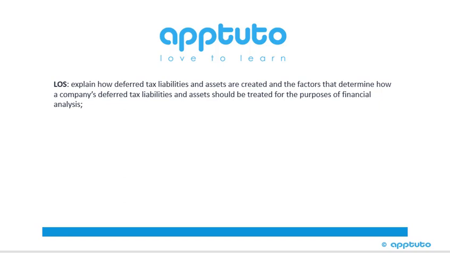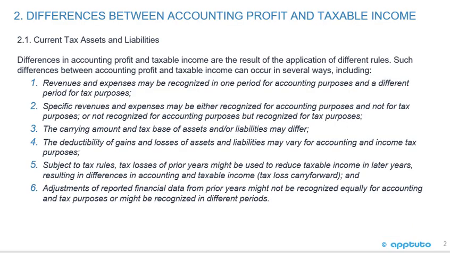This LOS is to explain how deferred tax liabilities and assets are created and the factors that determine how a company's deferred tax liabilities and assets should be treated for the purposes of financial analysis. Differences between accounting profit and taxable income. Current tax assets and liabilities.